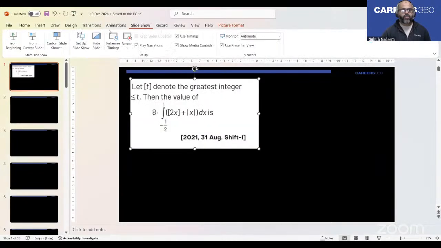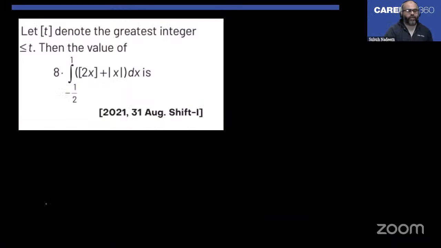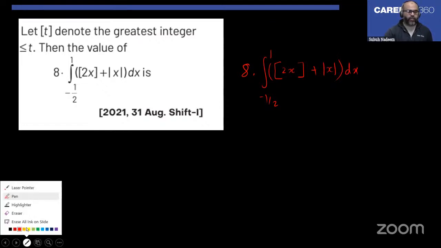So this is the first question. It is from definite integration. It says let [t] denote the greatest integer of t, which is less than or equal to t. Then the value of 8 into the integral from minus half to 1 of the greatest integer of 2x plus mod of x dx. This is what is given, and we have to evaluate this.